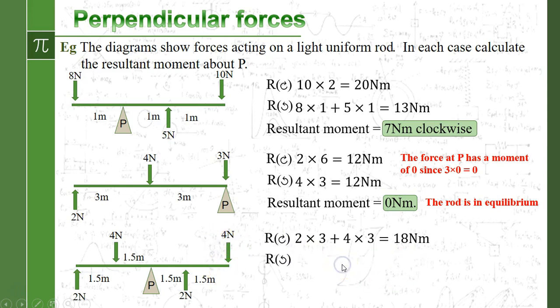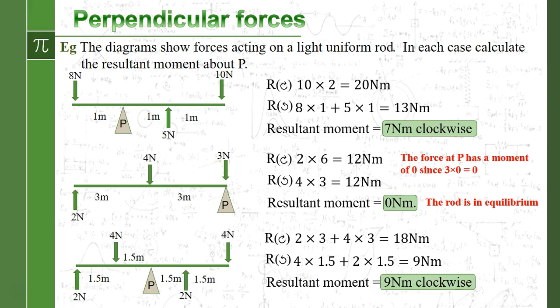that way. And then resolving it anti-clockwise, we've got the 4 Newton force there, the 2 Newton force there, both of them 1.5 meters away, 9 meters. So in this particular example, we've got a resultant that would be 9 Newton meters clockwise. So again, that one there is not balanced, that would tip in the clockwise direction.